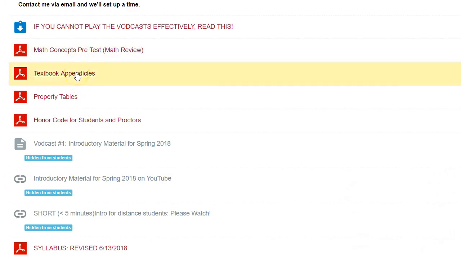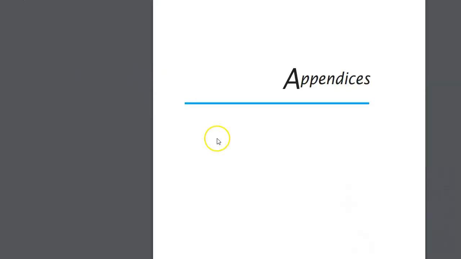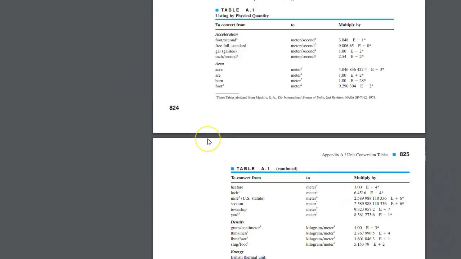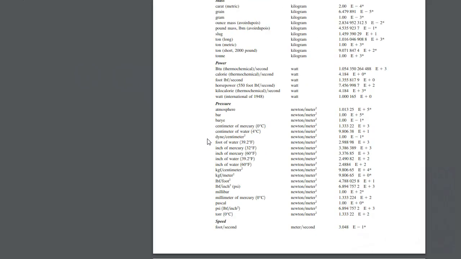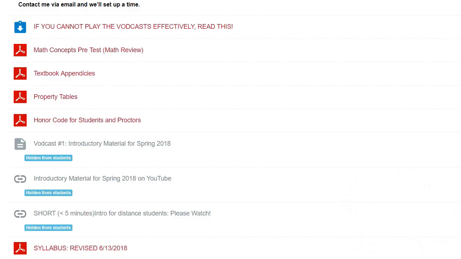And then we have the textbook appendices, which are just PDF files taken directly from your textbook. All of the unit conversion tables, all of the data that you need is available to you through those tables. The textbook appendices, property tables, and later you'll see chapters 1, 2, 3, etc., are identical to the hardcover textbook. So whenever you need material, you can go straight to the Moodle page.